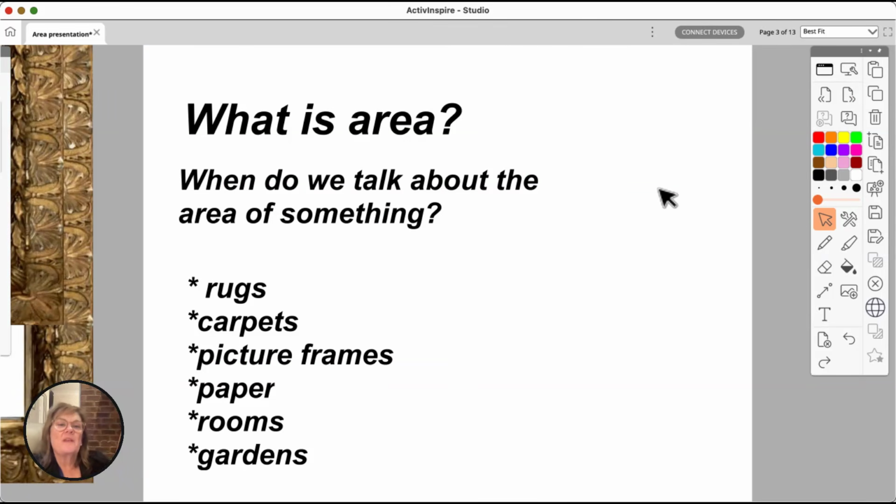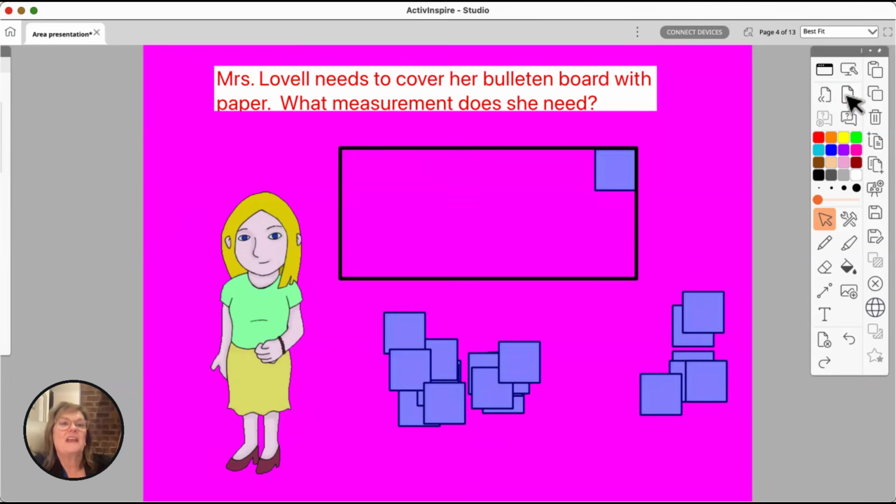When do we talk about the area of something? Well, anytime you're talking about the inside of a shape. So a rug, rugs you buy based on area, maybe a 5x7 rug or an 8x10 rug. Same with carpets, picture frames, paper. The paper that you use at school, notebook paper, is like 8.5 by 11 inches. You could measure the area of rooms, the area of gardens. The inside of anything would be the area.